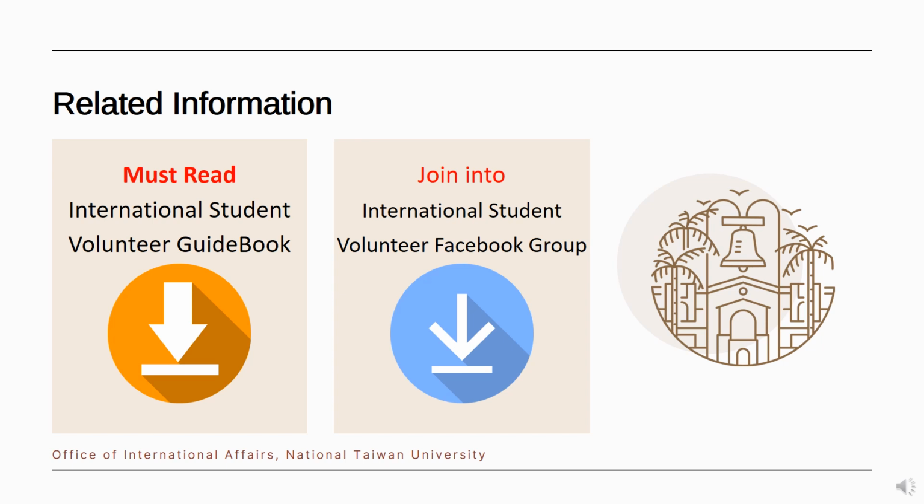And the other very important information that you must have is the International Student Guide Volunteer Guidebook, which you already downloaded. And the other thing is that you can join this International Student Facebook group, because in that Facebook group there are, I think, more than a thousand volunteers inside. If you have any questions, you can ask them directly through the Facebook group too.